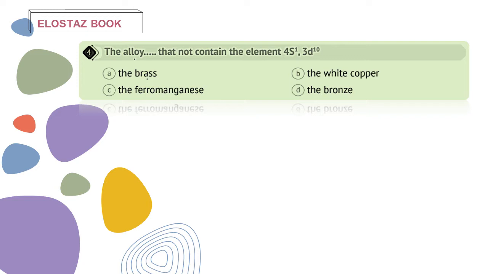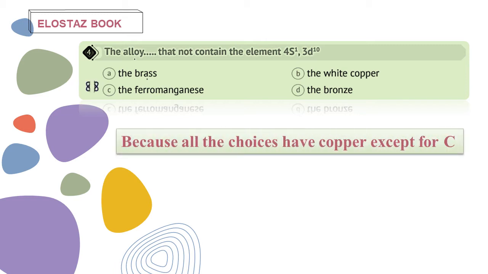If we said the brass alloy is containing copper, white copper, it's also copper. We have the last one, bronze, it's also an alloy that contains copper. So the one that does not contain the electronic configuration 4s1 3d10 will be the ferromanganese. It's the only type of alloy that doesn't contain copper with its electronic configuration 4s1 3d10. Okay, let's go into question 5.